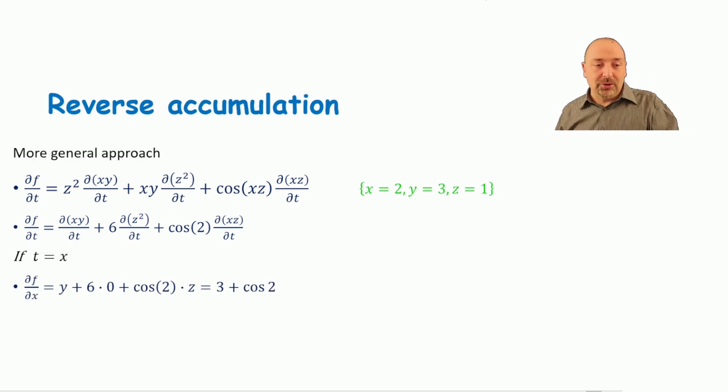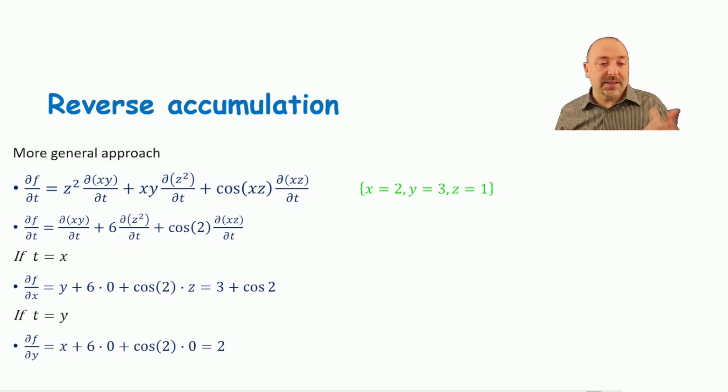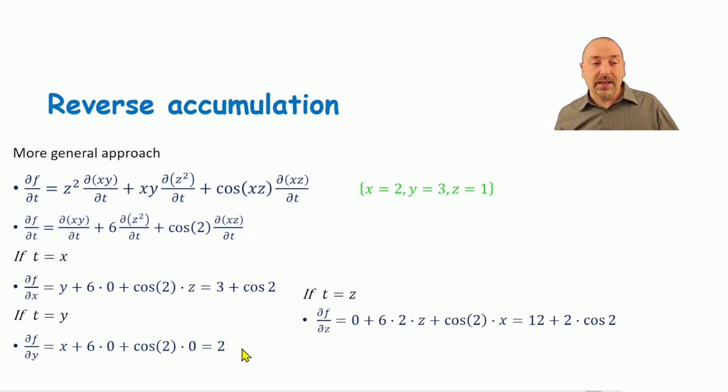So if t is equal to x, we just perform the last round of derivatives. Derivative in x of x times y is just y. Derivative of z is 0, derivative of z squared is 0, and derivative of xz is z. At this point, we plug in the numbers, straight result. But if you have another variable, let's say y, you start from the same expression and compute the derivative in y, so you have x, derivative of z squared is 0, and this derivative is 0 as well. So, we have the result. And if you have z, again, you can just calculate the derivative in z, and you get your result.